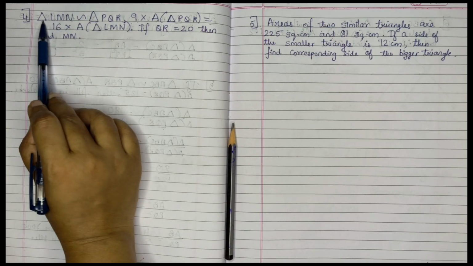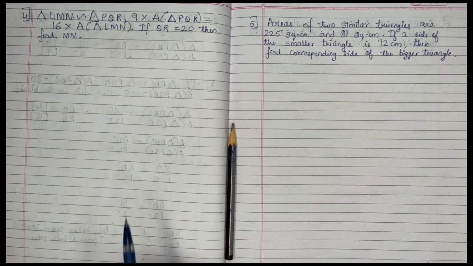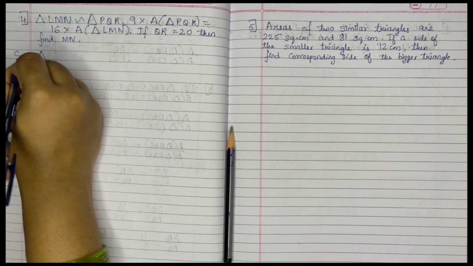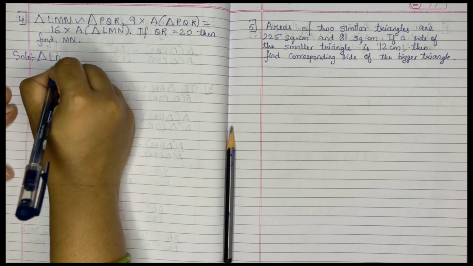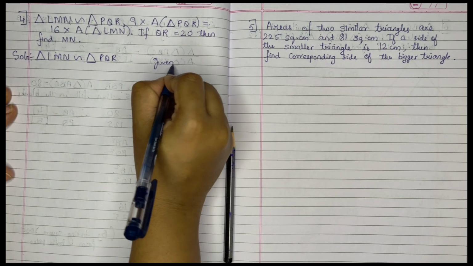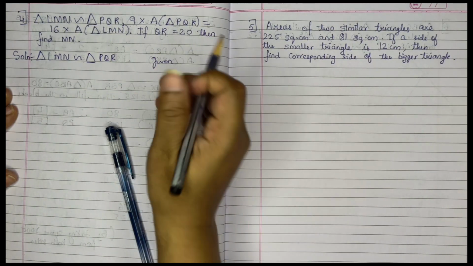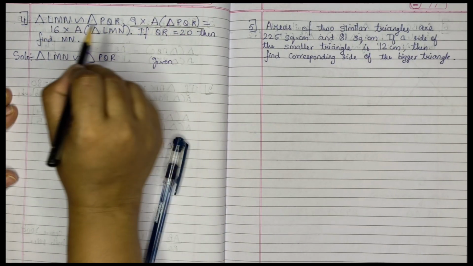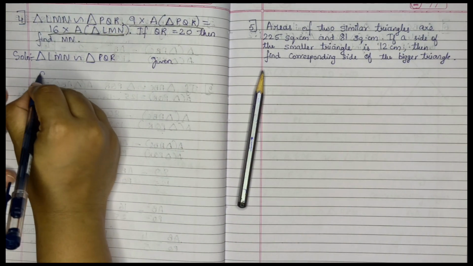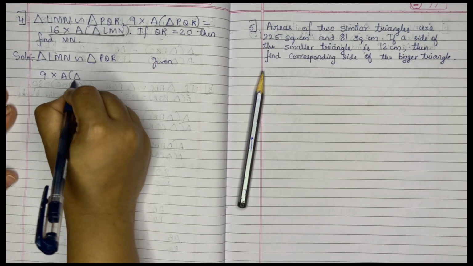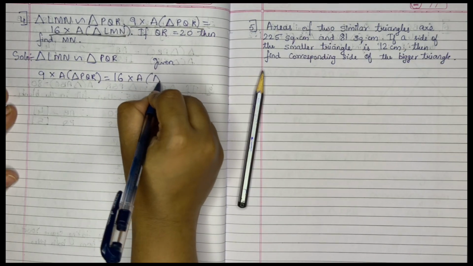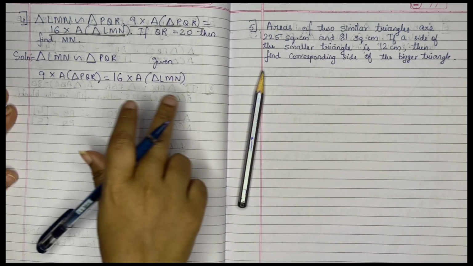Here what is given? Triangle LMN is similar to triangle PQR. So we will write it first. This is given. Now the next thing given is 9 into area of triangle PQR is equal to 16 into area of triangle LMN. Write it as it is.